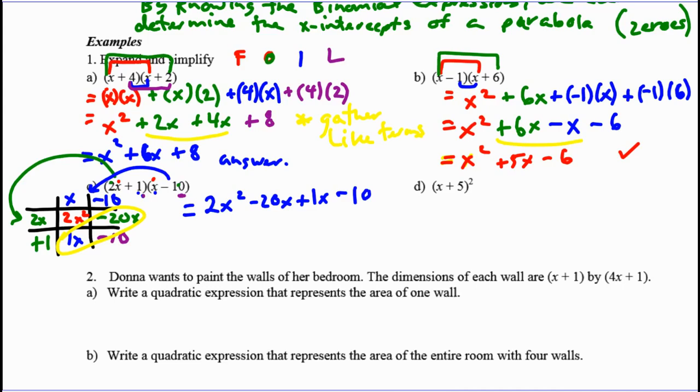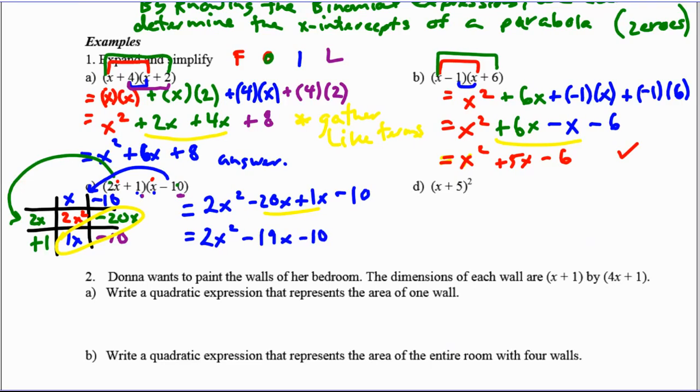And you can still gather your like terms. Or, you know what, just do it right here. You could figure it out right here, add these up, or subtract them in this case, and you get the answer. So 2x squared, negative 20 plus 1 is negative 19, x minus 10. Okay, let's go on to the next question, D.